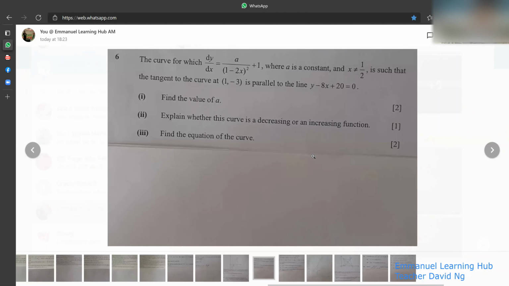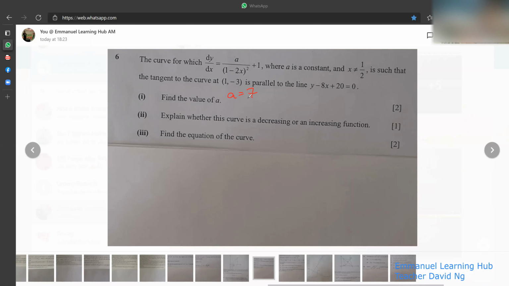Okay, the next question is question 6, part 2. That means you managed to find your value of A, correct? Your A is 7. The curve for which dy/dx equals A over (1 minus 2x) squared plus 1, where A is a constant and x is not equal to half, is such that the tangent to the curve at (1, -3) is parallel to the line y minus 8x plus 20 equals 0. Find the value of A.